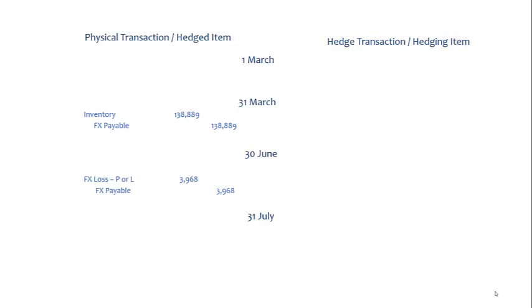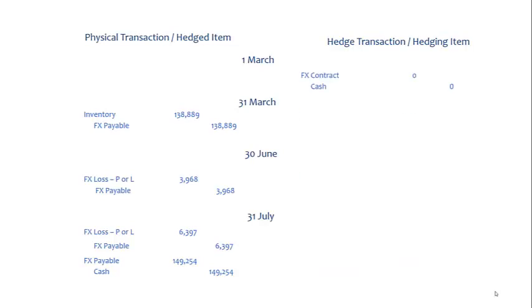and so we need to recognise a loss in the statement of profit and loss, and that would be done in accordance with accounting for foreign currency transactions. Similarly, we'd have to recognise another loss immediately before settlement, and we'd recognise the payment of the foreign currency payable on the 31st of July. So what you can see is that we ended up paying $149,000 for our inventory, which we thought we were going to pay a lot less for. There were losses of about $10,000, and these losses were actually real economic losses, and it was for that reason that the hedge transaction was entered into.